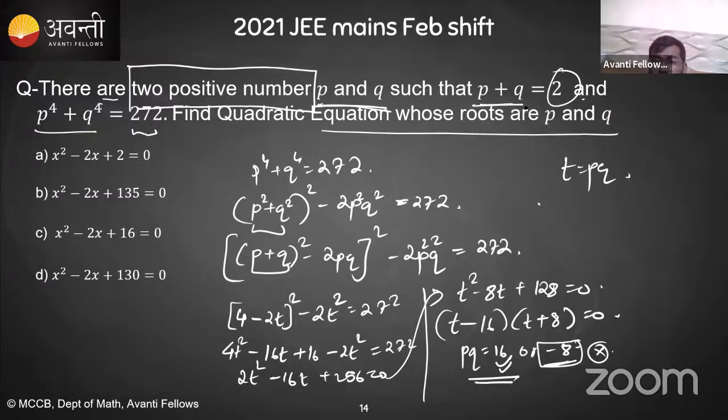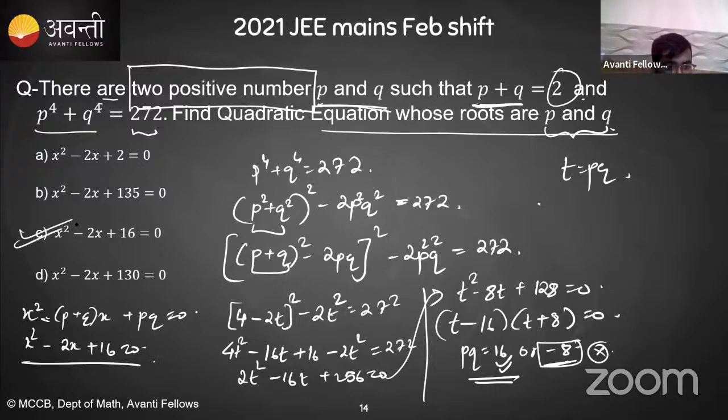Now we know that the sum of P and Q is 2 and the product is 16. So we have to find a quadratic equation whose roots are P and Q. Can we write that quadratic equation as x square minus (p plus q) times x plus pq equals 0? So this will become x square minus 2x plus 16 equals 0. So this will be our answer.